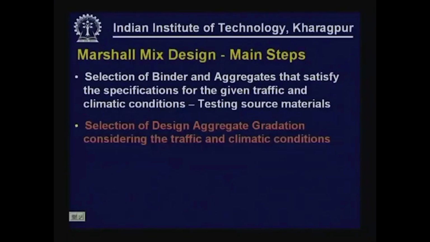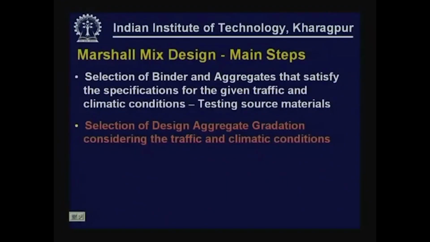After selecting the binder, we also have to select the aggregates. There are specifications available for what is the quality of aggregates that we have to use for different types of layers. If an aggregate is to be used in surface course, it will have to satisfy different requirements. If it is used in a binder course, its requirement will be different. So, we have to select binder and aggregate satisfying the requirements for a specific project and for a specific layer.